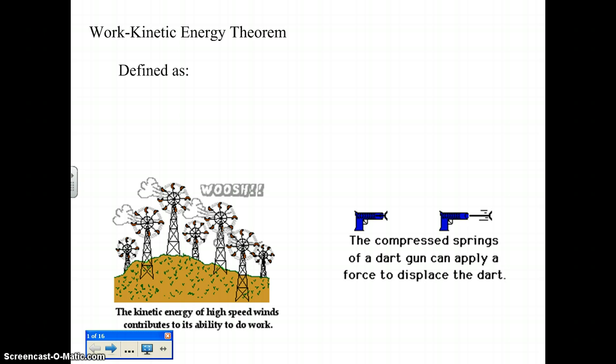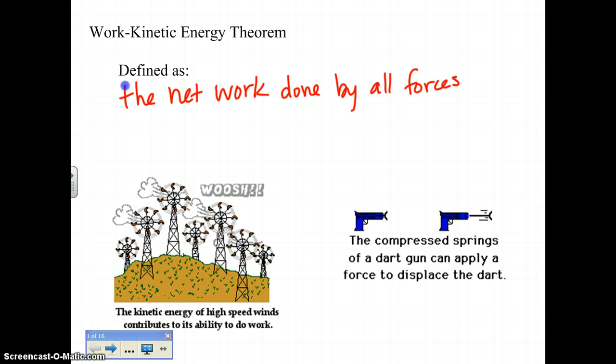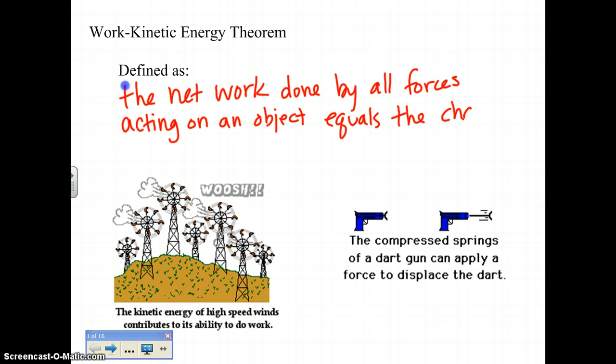So please jot down: the net work done by all forces acting on an object equals the change in the object's kinetic energy.